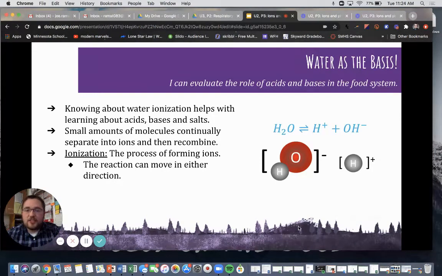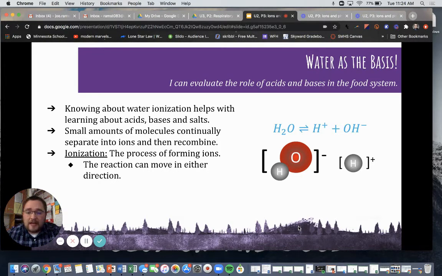Water ionization helps us understand how acids, bases, and salts come about. Small amounts of molecules continually separate into ions and then recombine into different structures. And we'll see a GIF in the next slide that'll show that pretty clearly for you. Ionization, whenever I say that word moving forward, I'm referring to the process of forming and creating ions. And this reaction can move in either direction.